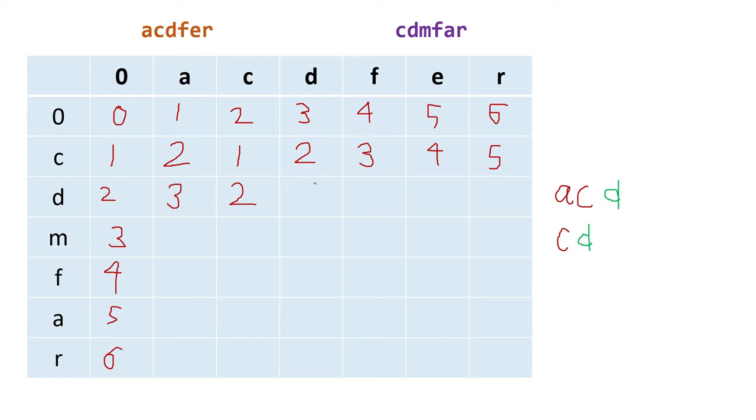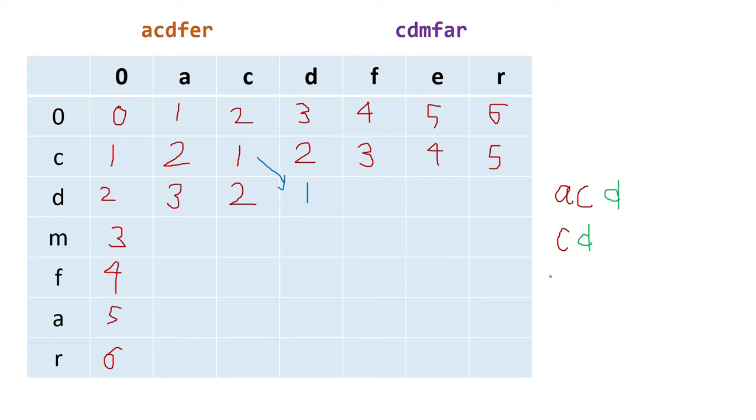So whenever in a cell I find a match between two characters like D and D, here it is matching, then just take the previous result, which will come from this cell. Because here AC and C's result is stored. That means we have to place 1 here.